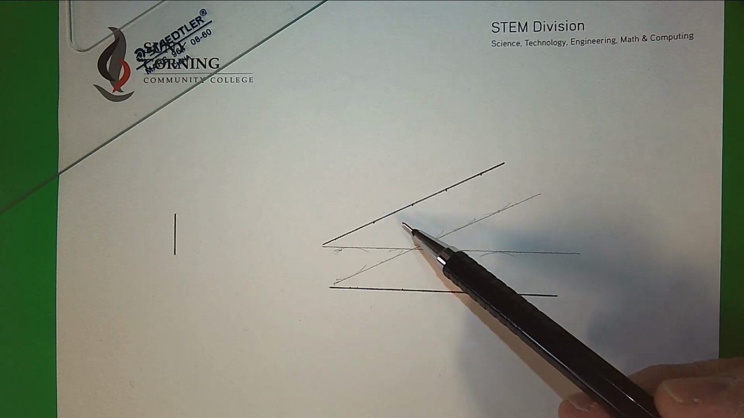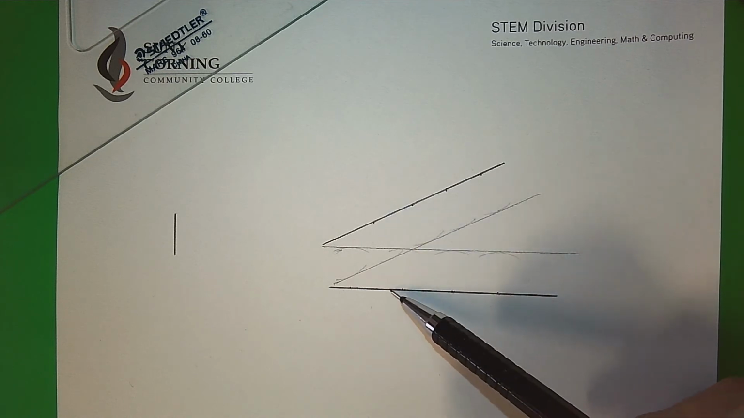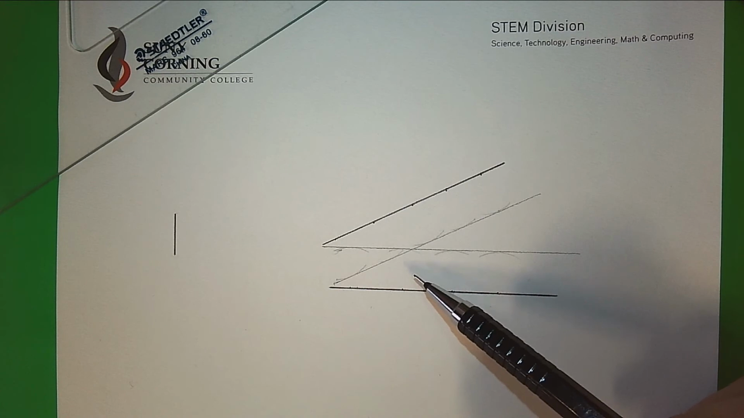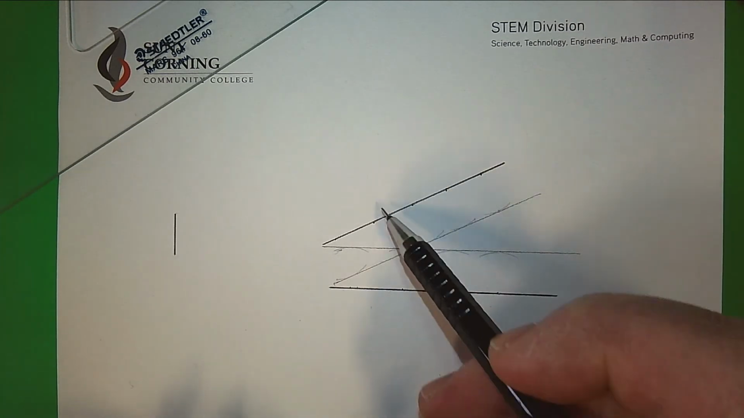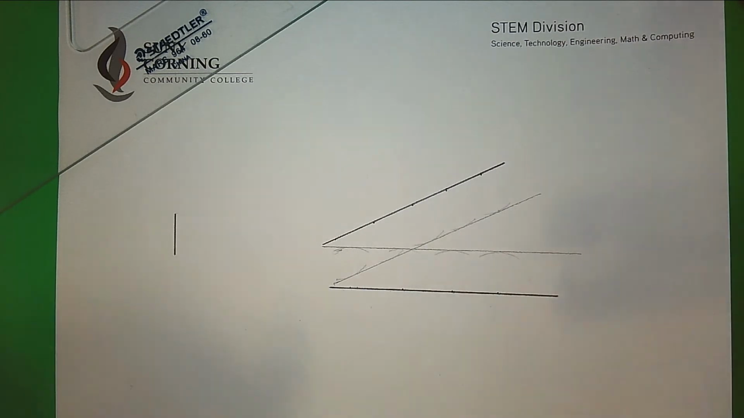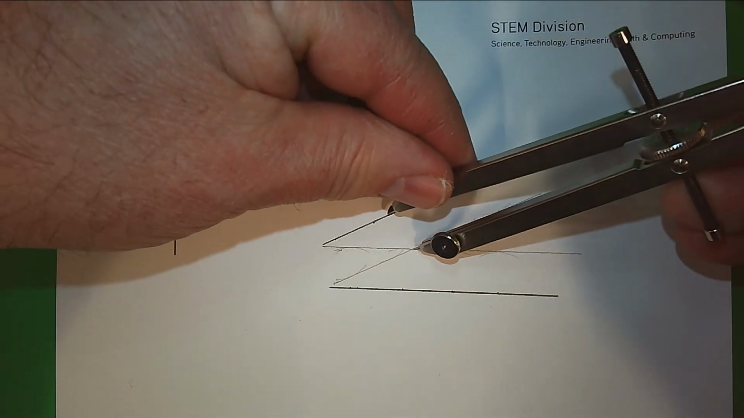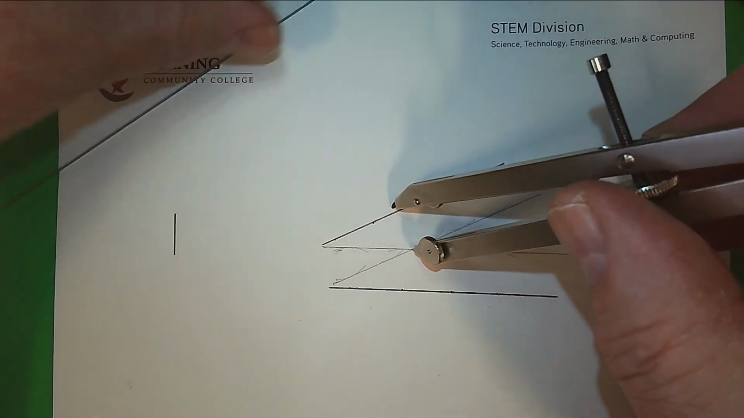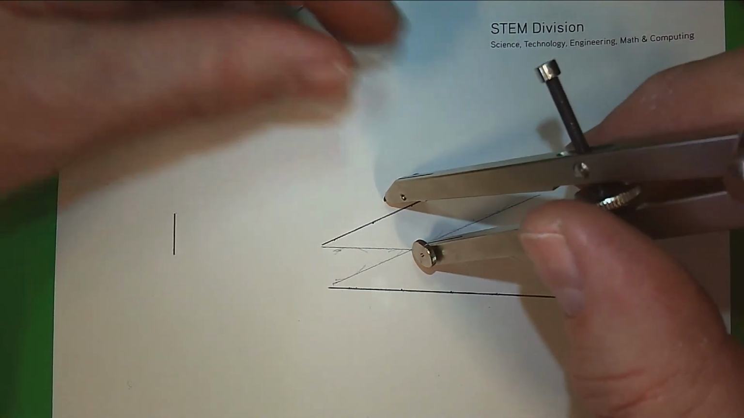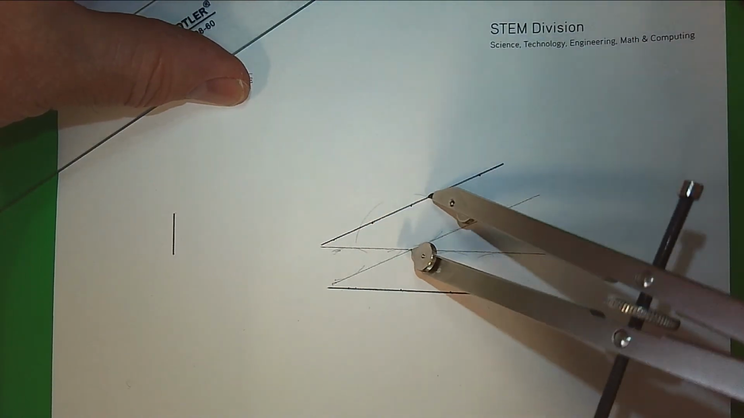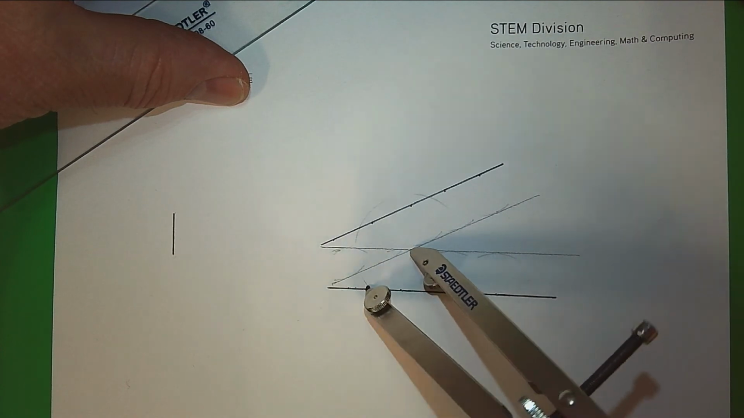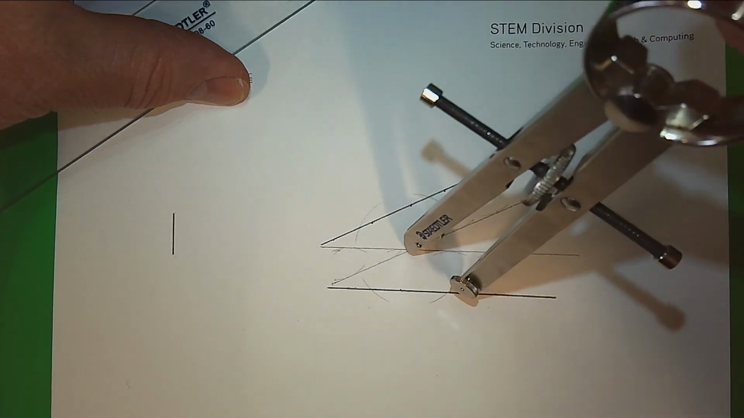But what we don't know is where the radius becomes tangent to these two lines. So we need to use the perpendicular bisector method to construct perpendicular lines through this intersection to these lines to identify our tangency points. So I'm going to take my compass, set it at the intersection of the two lines, set it greater than the distance to the line, and then swing an arc that crosses that line, and then I can do the same thing with the other line.